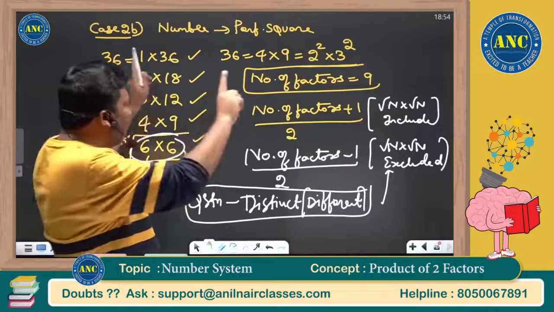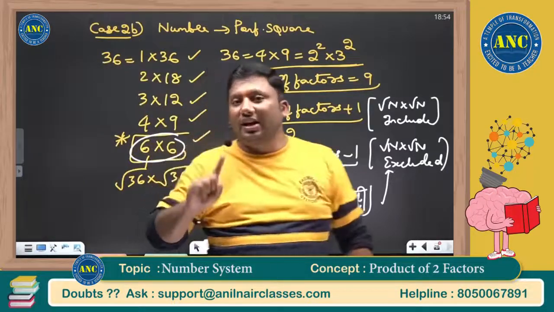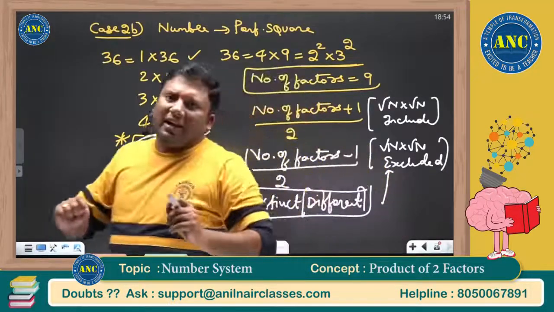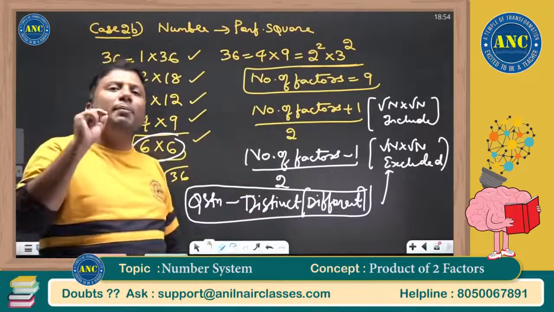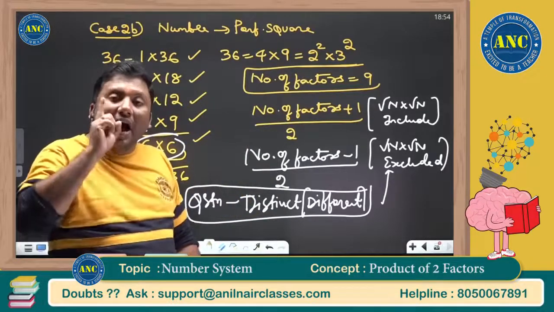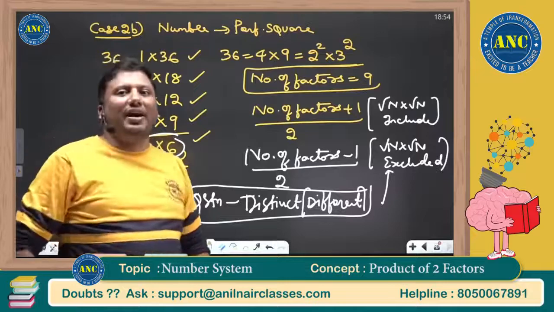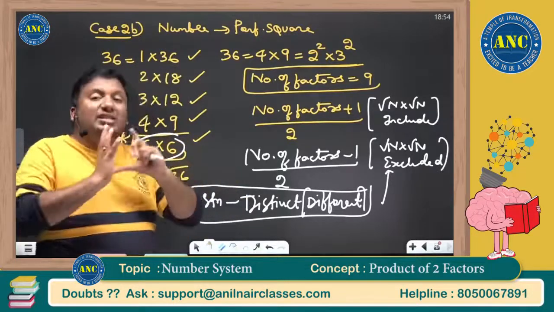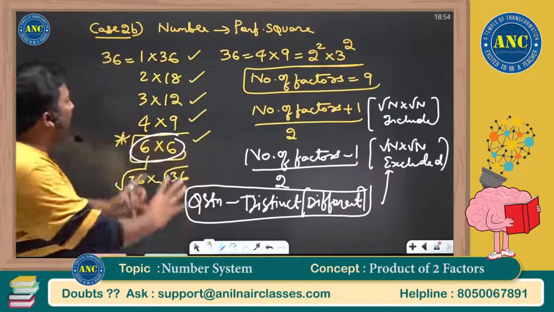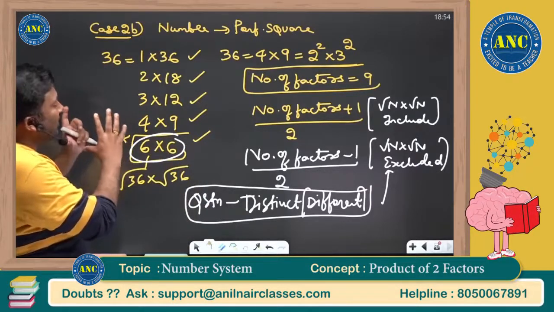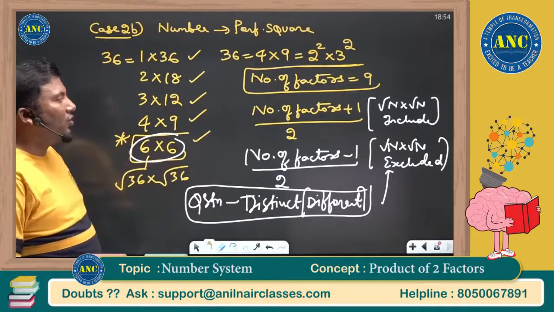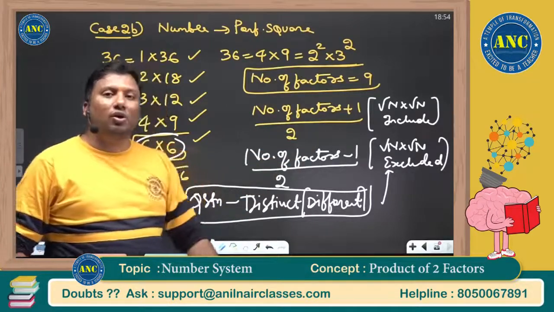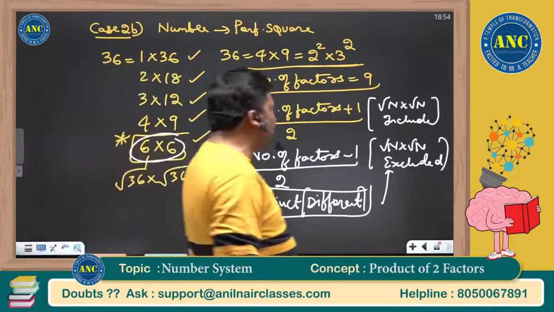I will put a table here so that it will be crystal clear to you. In an ordered pair, it does not matter whether the number is a perfect square or not. The answer is equal to the number of factors. Only when it is an unordered pair, for a perfect square, it is number of factors plus 1 by 2 if root 10 into root 10 is included, otherwise it is excluded.